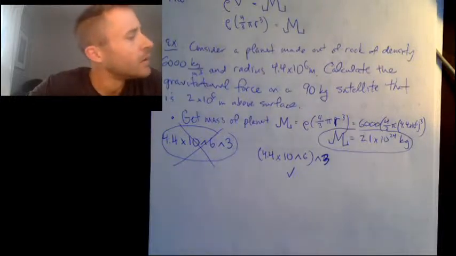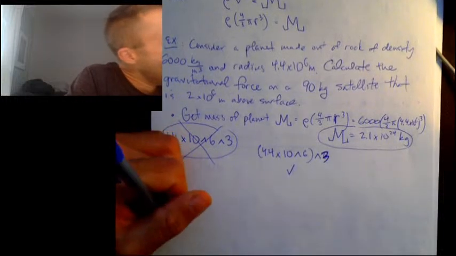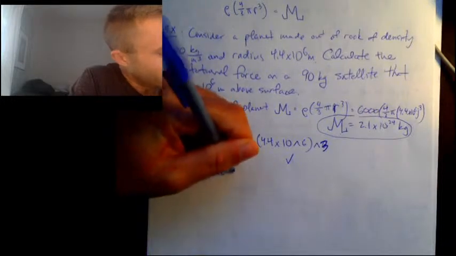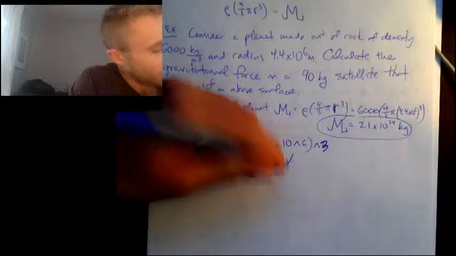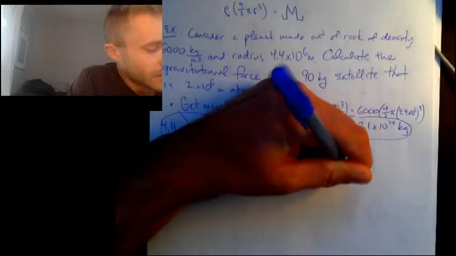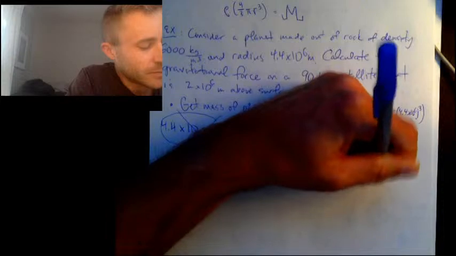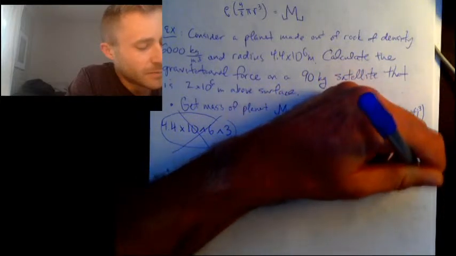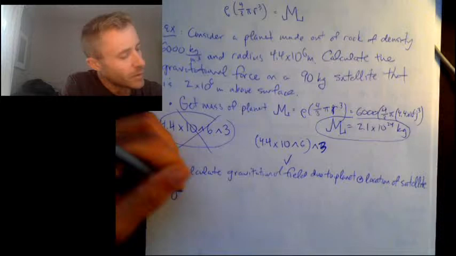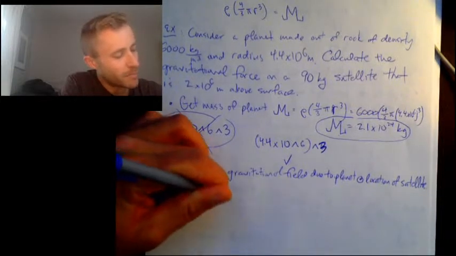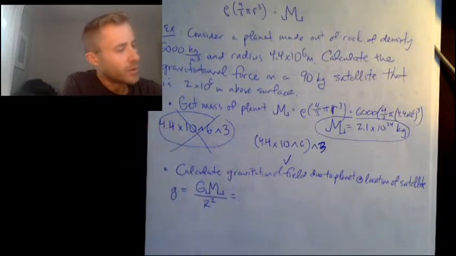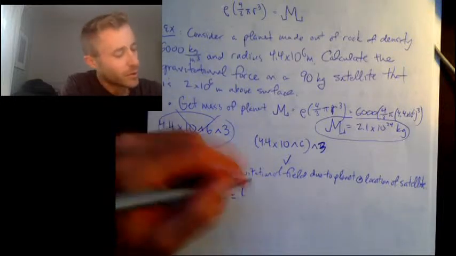All right, so now what we're going to do is calculate the gravitational field due to the planet at the location of the satellite. Okay? So we're going to use the equation little g equals big G times big M over r squared. Okay? So big G is going to be the same for every single gravitation problem.